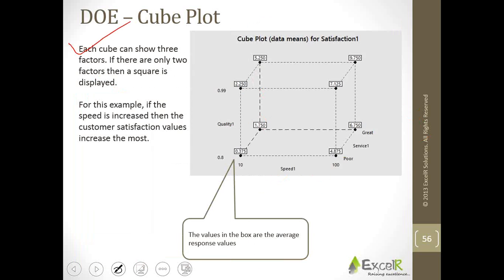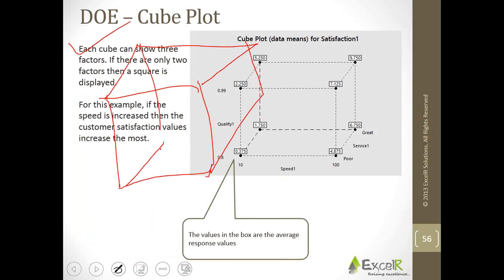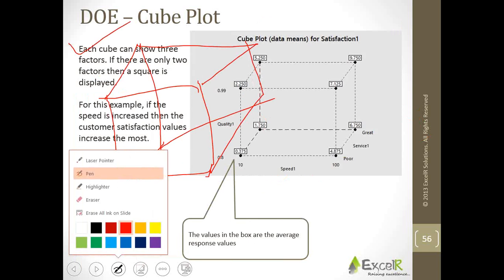Each cube can show 3 factors. If there are only 2 factors, then a square is displayed. So if you have 2 factors, then your cube plot will appear like this. Only if you have 3 factors, it will appear as it is appearing in the diagram. It will appear like this.